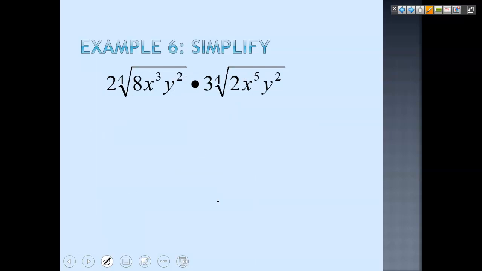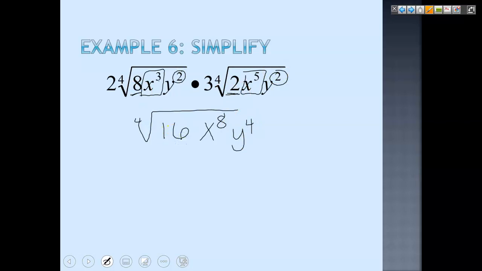In a fourth root, you are looking for 4 more of something. So right now I have 3x's and 5x's. So 3 and 5 make 8. 2 and 2 make 4. And 2 times 8 is 16. 3 times 2 is 6.